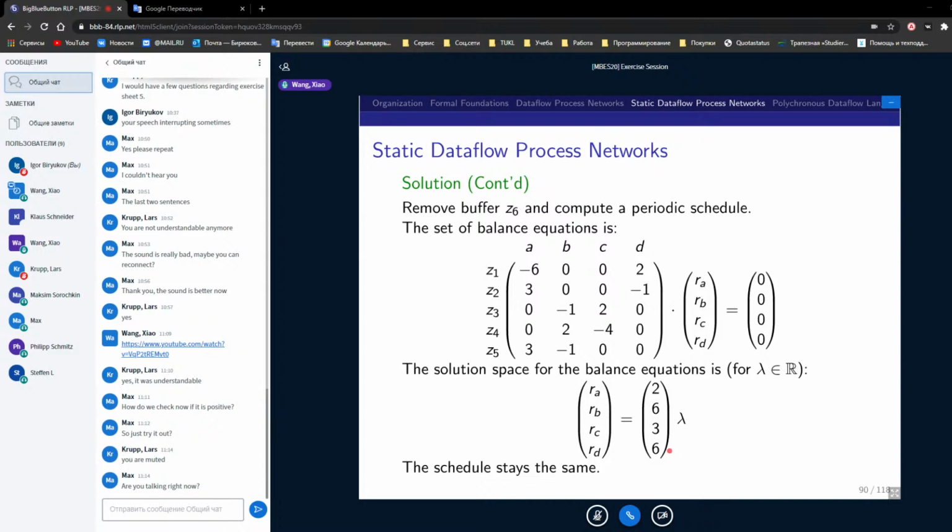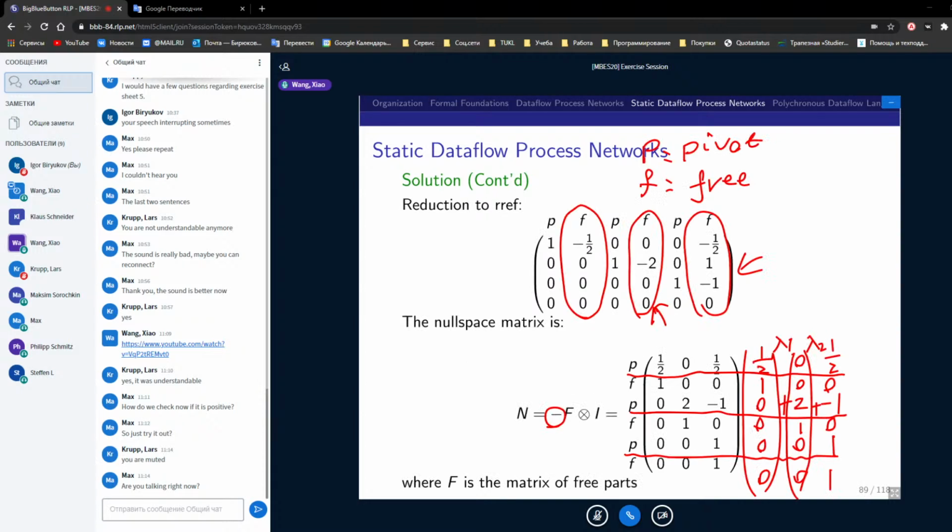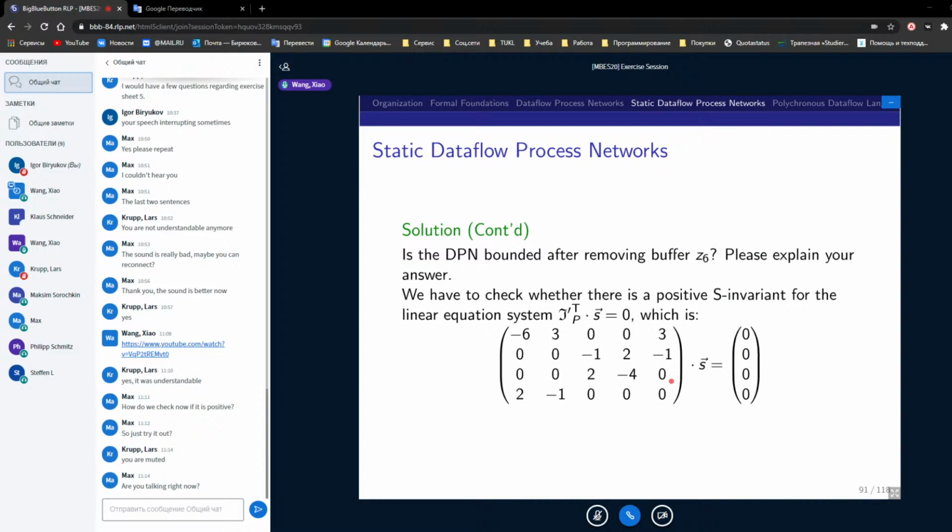And here, after removing the buffer, it is at 6, which means that one row is removed. Let me check. Yes, I think this row is removed. No, it's the transpose. So one column is removed here. Yeah, right. So one column is removed, and you can still use the procedure to find that. And with that procedure, you get this one, and then let's do that again.